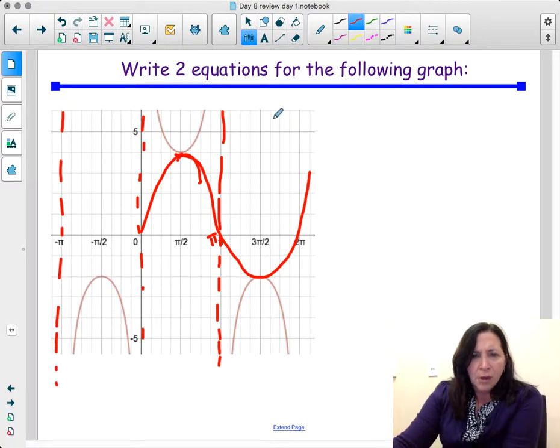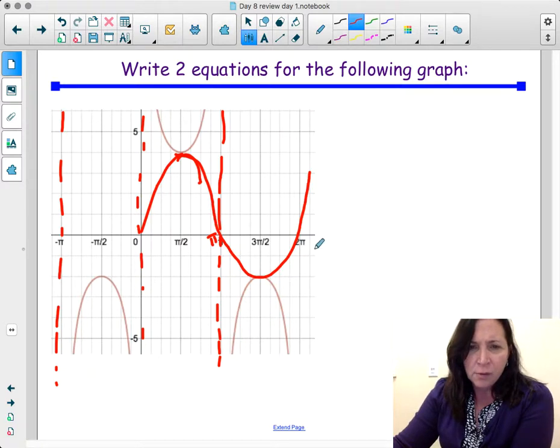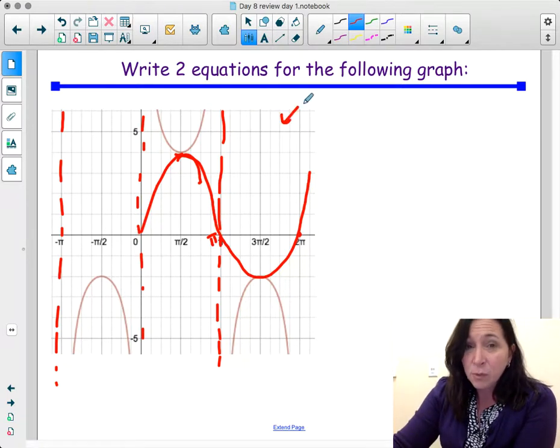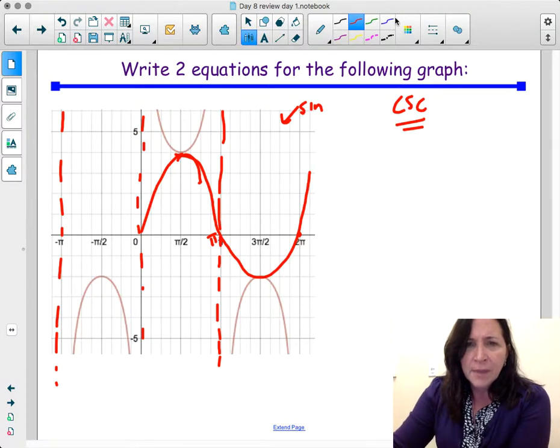So what I want to know is, how long did it take for my graph to complete one cycle, right? To me, it looks like 2 pi, doesn't it? So this looks like it's a sine wave. If this is a sine wave, right, what's the reciprocal of sine? So that's going to be cosecant. So this graph is a cosecant.